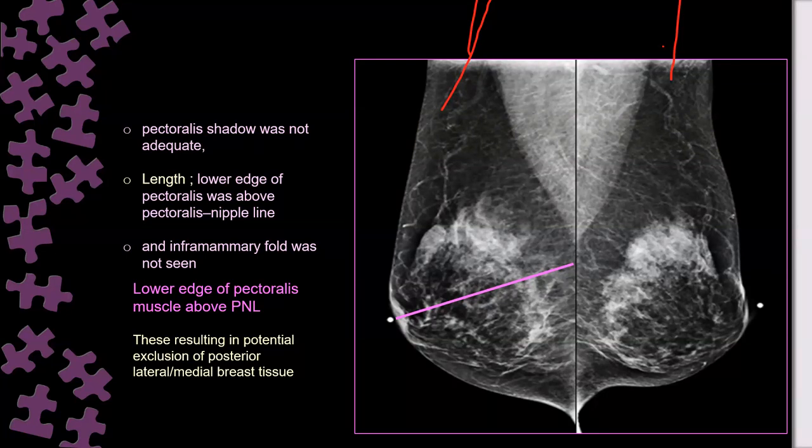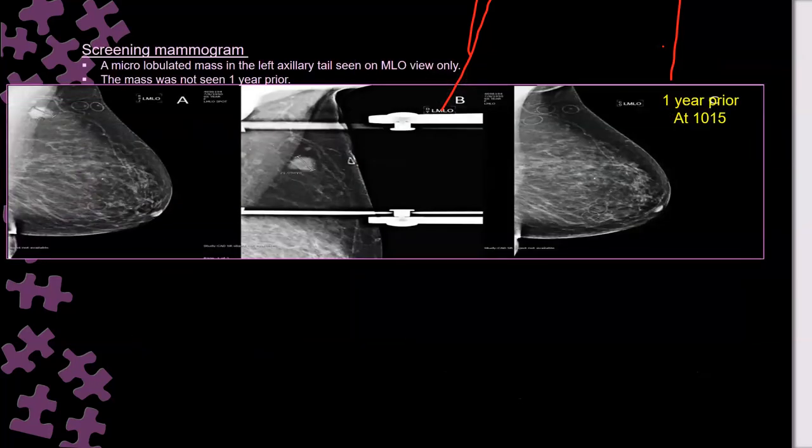Just being higher than the posterior nipple line is enough, it can result in exclusion of the posterior breast tissue. Okay, take this nice, interesting example. Can you see this case here? They found this mass, and on a spot magnification here, there is a measurement.